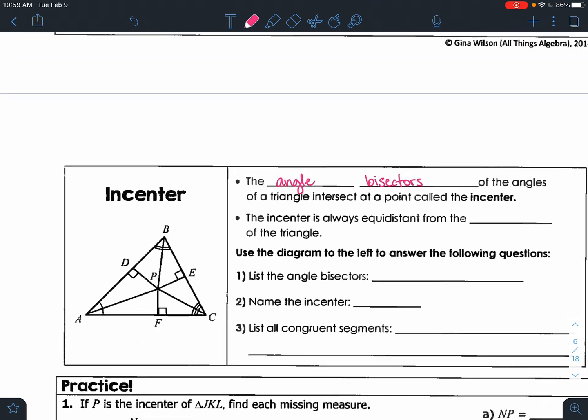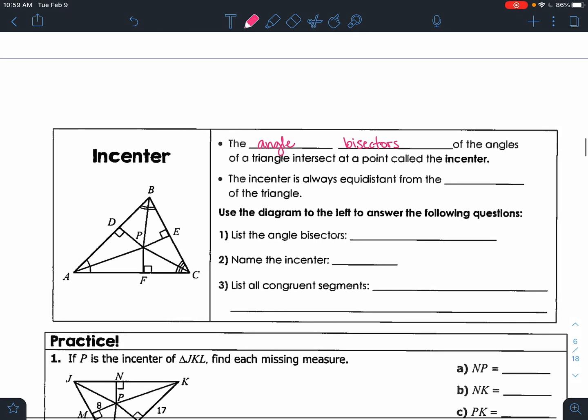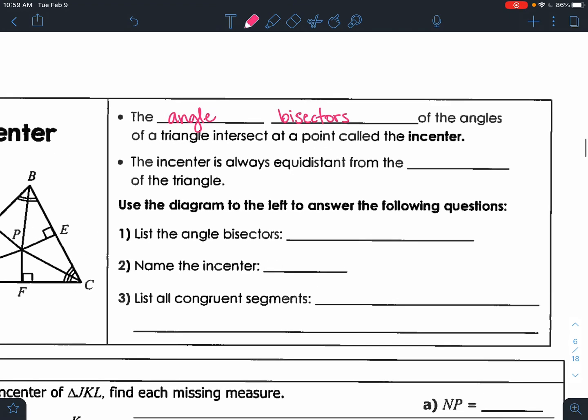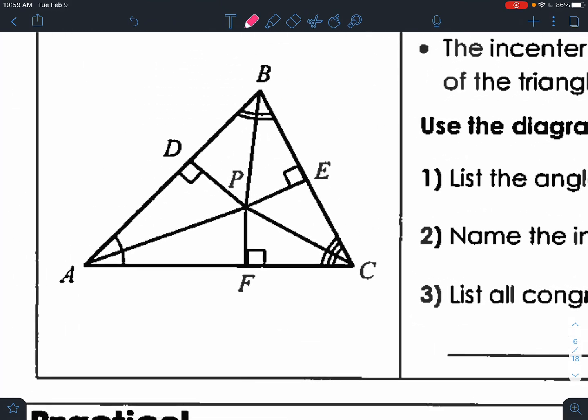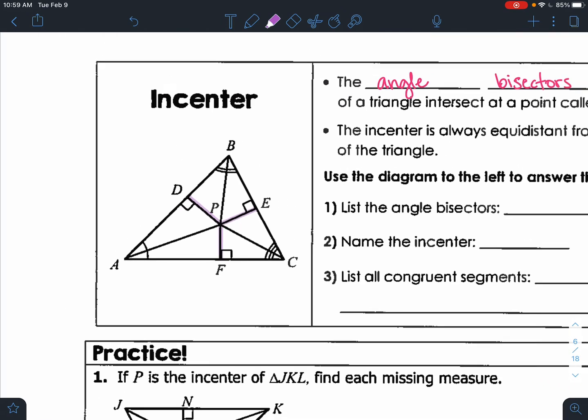To create our incenter. So the incenter is formed from the angles and is equidistant from the sides of our triangle. So if we look at our picture over here, it's formed from the angles and is equidistant to the perpendicular piece on its side. So these three pieces would all be congruent to each other.